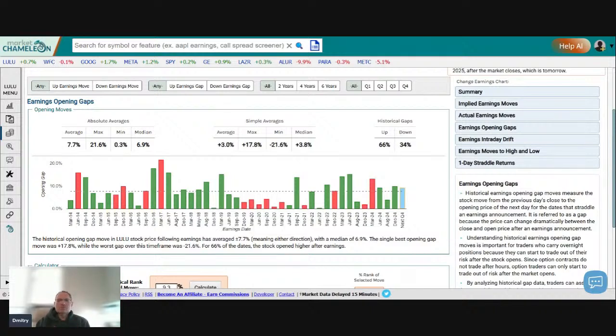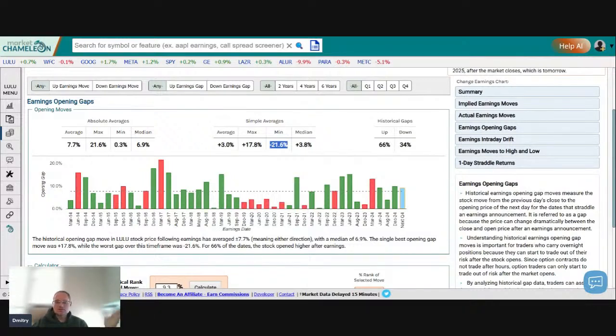In addition to that, we see the simple averages. This is looking at all the moves, but instead of converting them all to positive moves, we look at them based on the actual moves, positive or negative. If we took the average of those, we see that it's positive 3%. So there is some bias towards the upside historically, with the biggest move to the upside 17.8%, biggest move to the downside 21.6%. That shows us that on the extreme sides, it could be very volatile, both up and down.